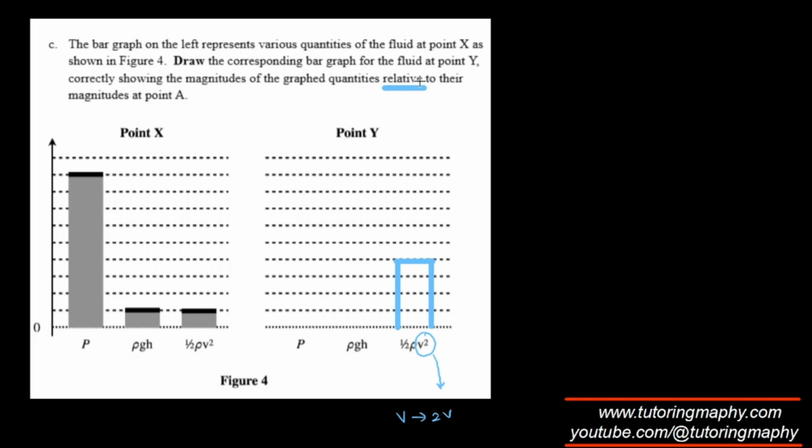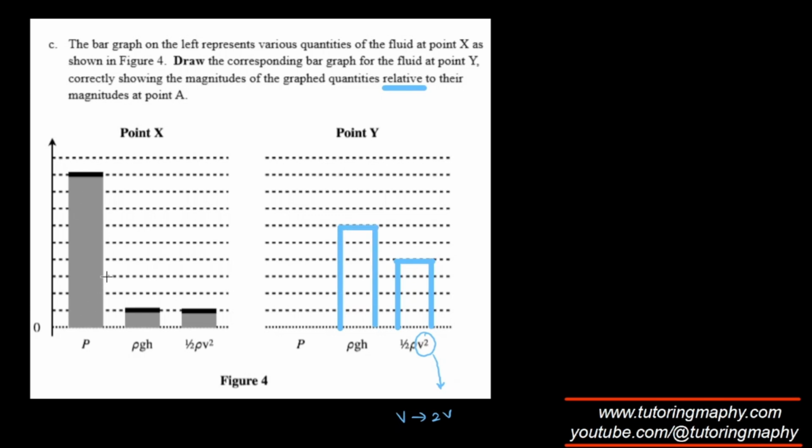They are clearly stating that, right? Then we have rho gh. So rho gh becomes rho g 6h, because the height is 6 times, right? So if it is 6 times, then I'm going to just mark it 6 blocks. So 1, 2, 3, 4, 5, 6. So there you go. 6 blocks is this.